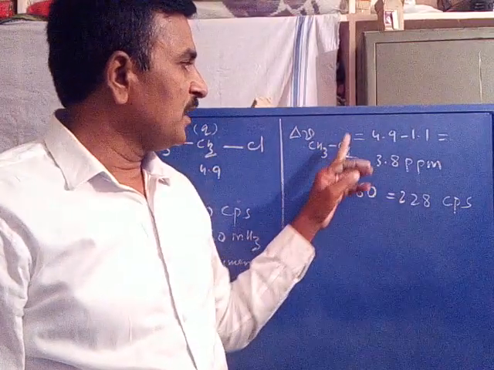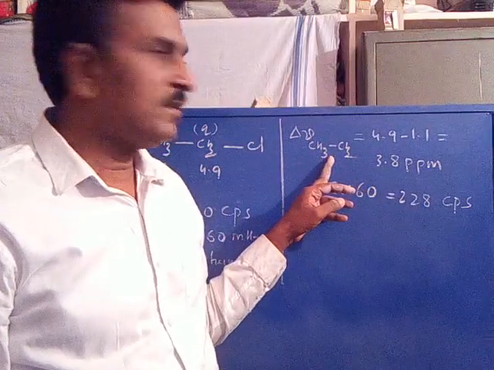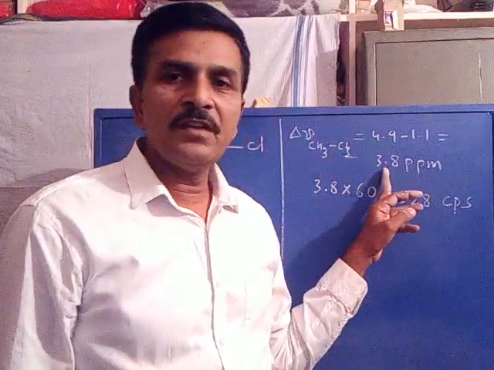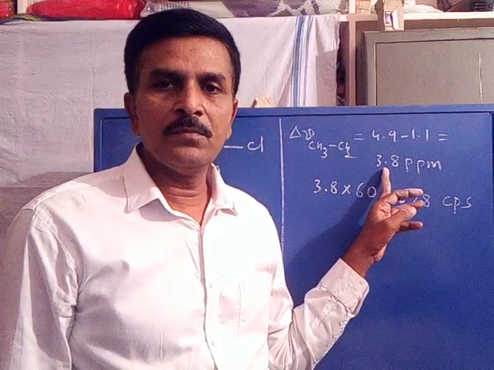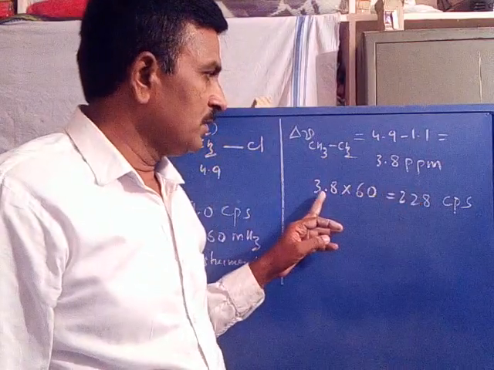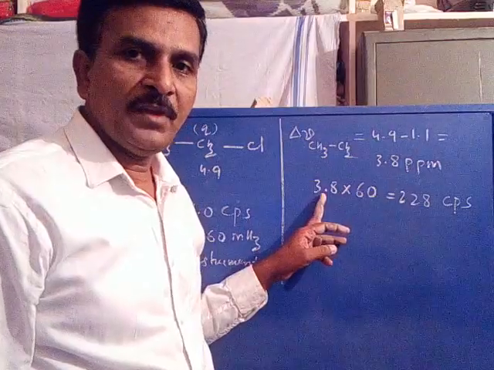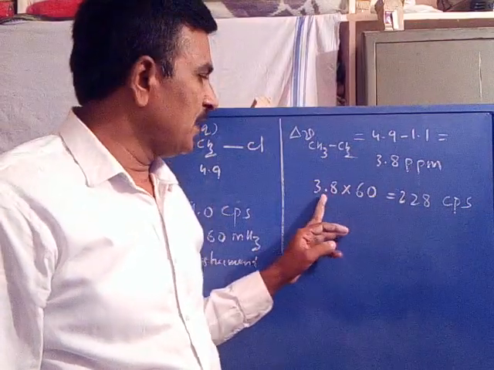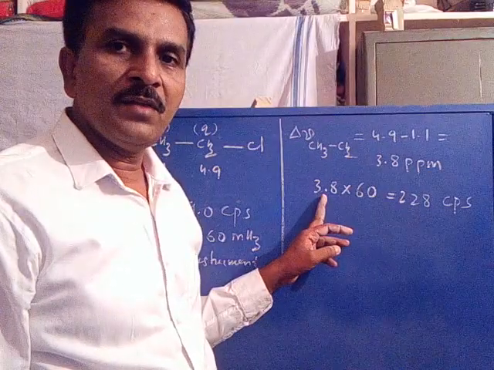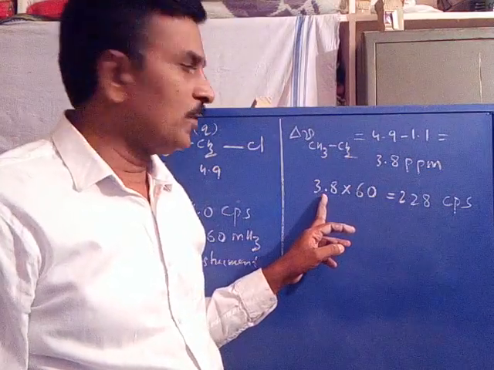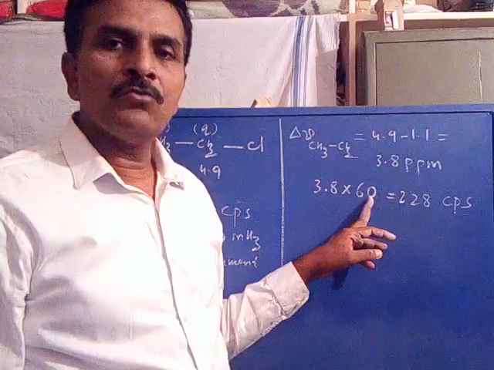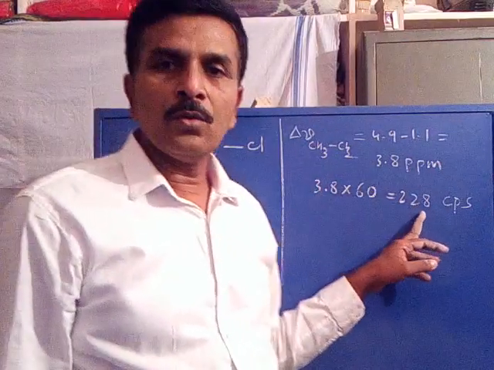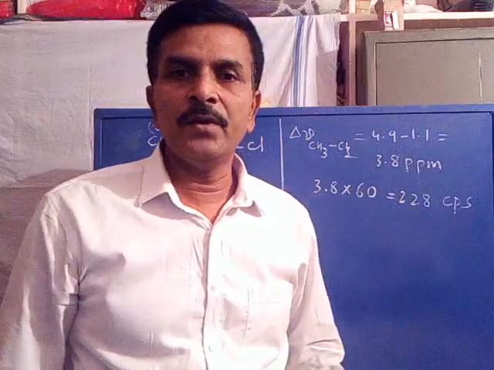Delta nu CH3 CH2 is equal to 4.9 minus 1.1. So the difference is 3.8 in ppm. So we are going to convert the ppm units into CPS units. For that we multiply with the instrument frequency. 3.8 is the difference in the frequency between the CH3 and CH2 protons, into 60, which is the instrumental frequency. So 3.8 into 60 becomes 228 in cycles per second units.